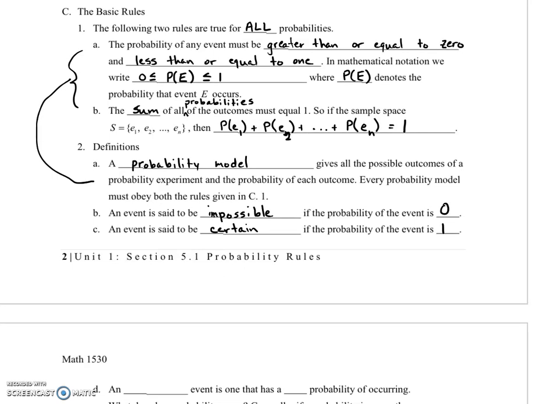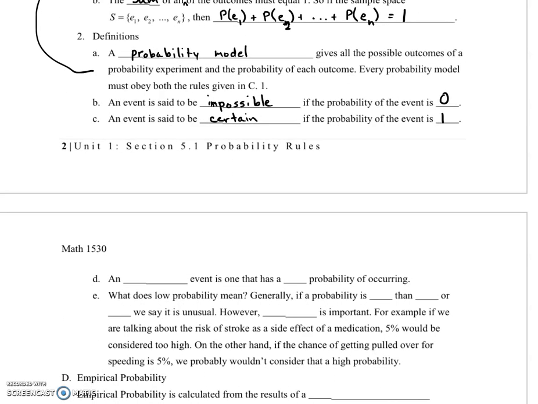So if the probability of an event is 0, that would be like saying the probability that the sun will rise in the west. That's never going to happen. The sun always rises in the east. And a certain event, so a probability of 1, is something like the sun will come up tomorrow, because the sun rises every day regardless of whether or not we can see it because of clouds.